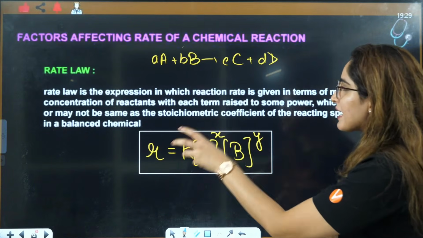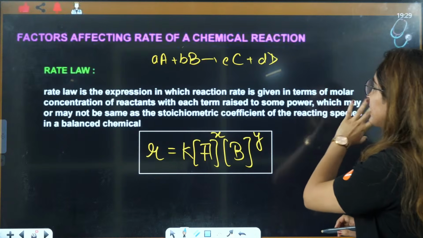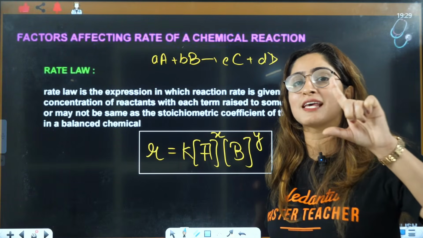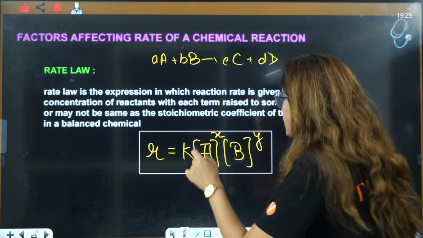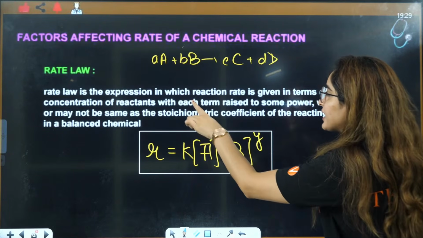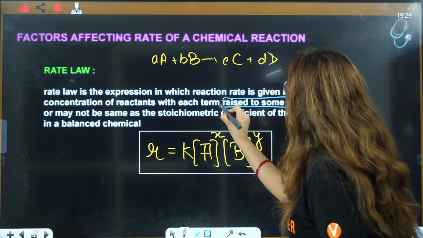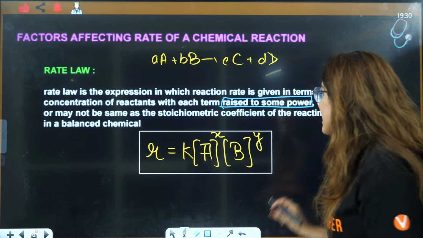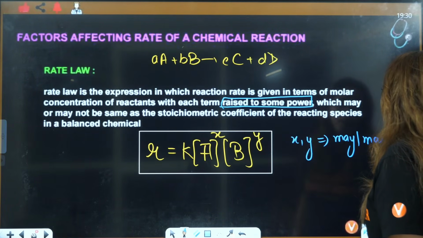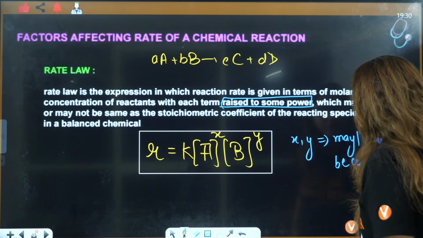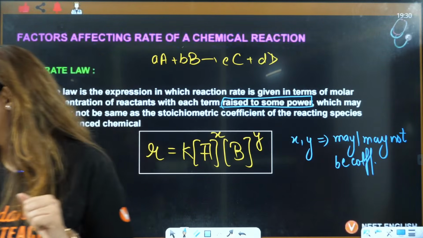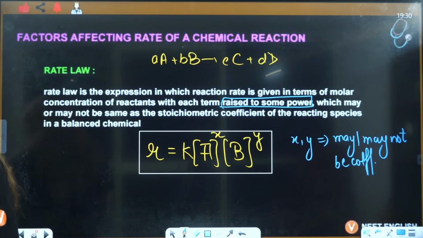Rate law is the expression in which the rate of reaction is given in terms of molar concentration. This is the molar concentration, that means concentration is expressed in terms of molarity. Here you can't put pressure or anything; always it is in terms of molarity. Reactants with each term raised to some power. They have not specified what that power is. That X or Y may or may not be coefficients. We are not sure about it.